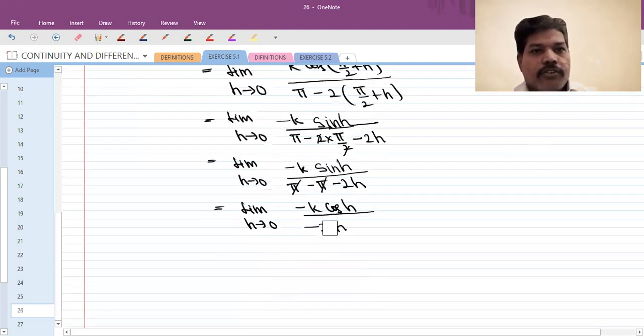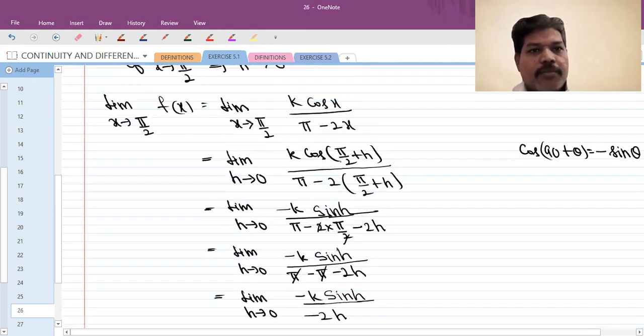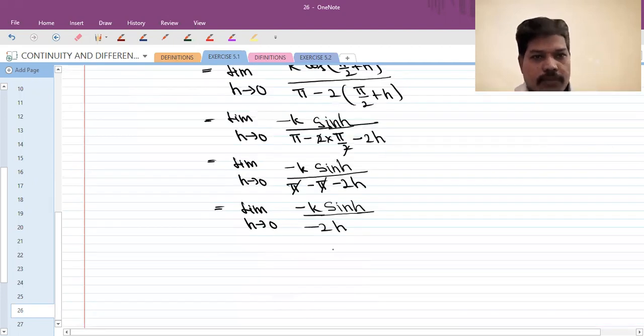And here also you can take that it is the sin h actually. So that is the sin h. Okay. So cos(90 + h) is minus sin h. So that is the sin h here. So then what happens, students? Here you can cancel this minus and the minus will be cancelled.